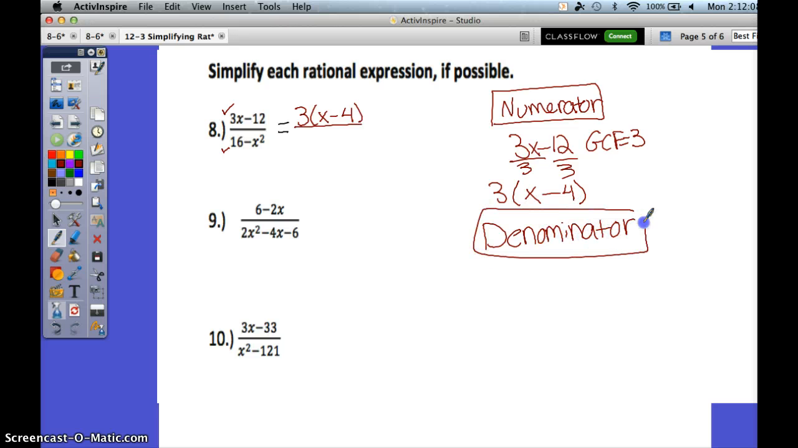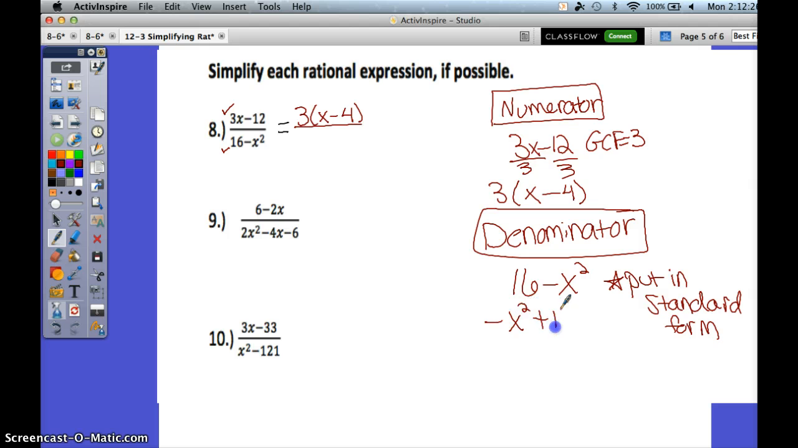And I'm going to factor my denominator, which was originally 16 minus x squared. So the first thing you want to do is put in standard form. So when we rearrange it, we have negative x squared plus 16. When your first term's negative, you want to factor out the negative. So when you have negative, now you have x squared minus 16.